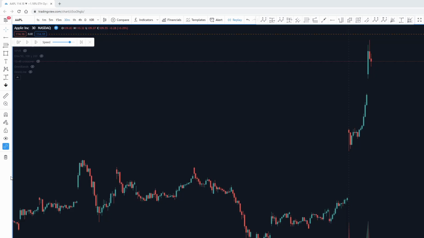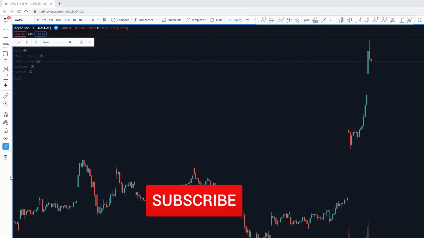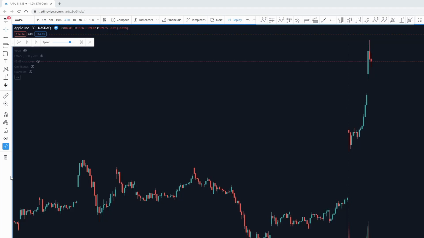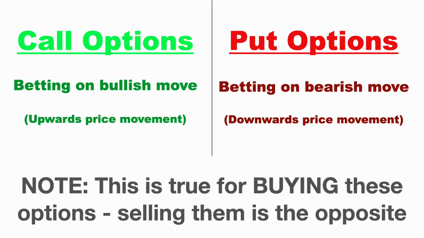Just like call options, put options are one of the two most basic ways that you can purchase options. And if you don't know anything about options, they're a way to leverage moves in the stock market and make way more than you would by just buying or selling the stock itself. Call options are betting on a bullish move in the market, or the price moving upwards, and on the opposite side, put options are betting on the price moving bearish or downwards.